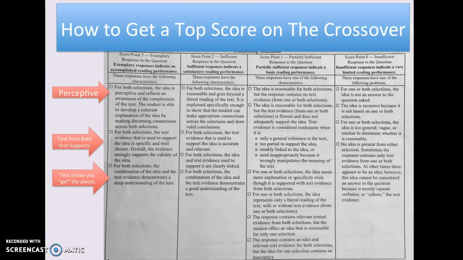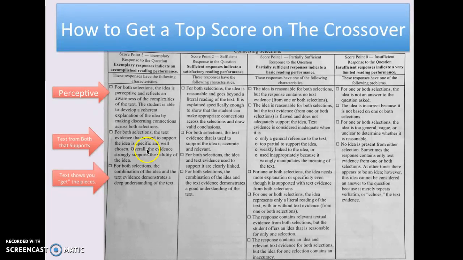it. And then you do the next step, which is you explain. You actually show how that textual evidence proves your answer. So you've got right here, you're being perceptive. You have a coherent explanation showing that you get it from both selections. Notice it says text from both selections. It supports the idea. It's specific and well chosen. You can't just say, in paragraph 4 in the first passage, you have to be super specific.